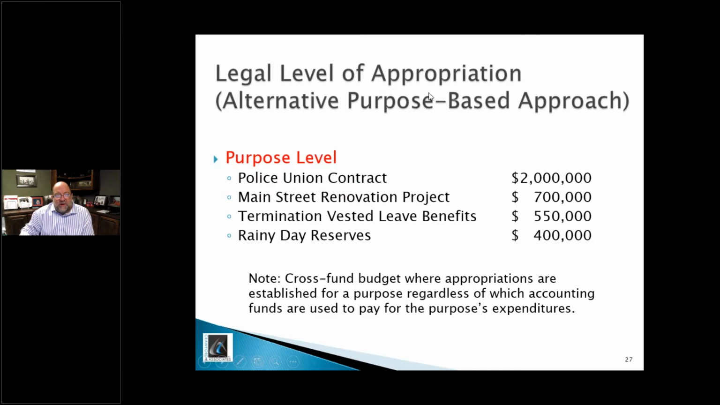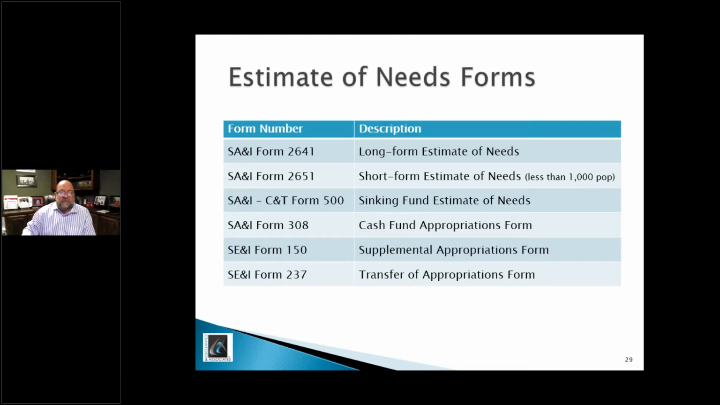There's also a legal level of appropriation on what we call an alternative purpose-based approach budget, but there's only one community that I know in the state of Oklahoma that uses this alternative purpose-based budget approach. So I'm not really going to cover this. It's basically one giant budget that crosses funds, where you put all 17 pockets into one budget instead of having 17 different budgets. But it's very complicated and requires some forethought when going through it. So anyway, I just wanted to mention that it was there, even though no one really follows it.